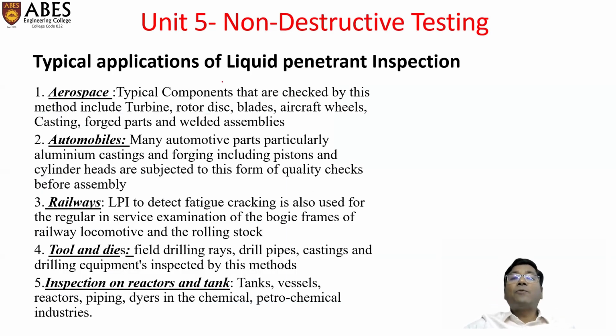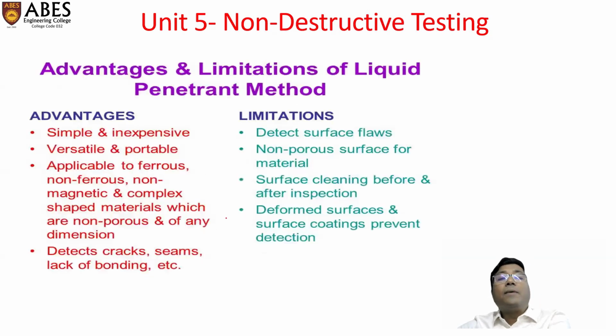Typical applications of liquid penetrant inspection are aerospace, automobiles, railways, tools and dies, and inspection of reactors and tanks. Advantages and limitations of liquid penetrant testing. Advantages are that it's simple and inexpensive, versatile and portable, applicable to ferrous, non-ferrous, non-magnetic, complex shape materials which are non-porous and of any dimensions, and it detects cracks, seams, lack of bonding, etc.